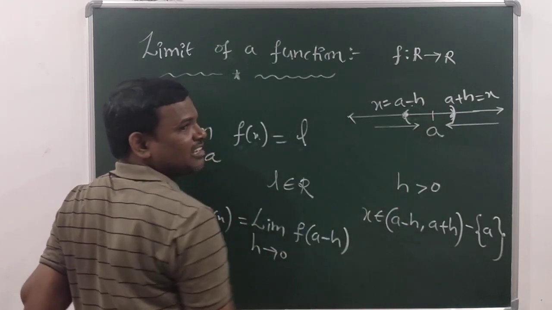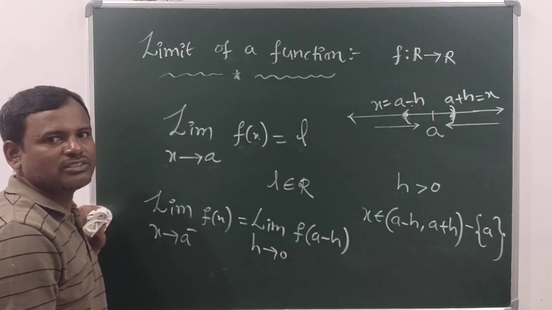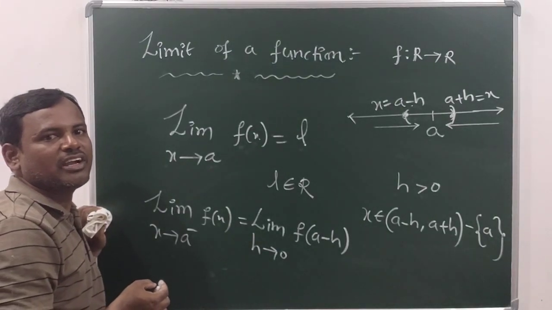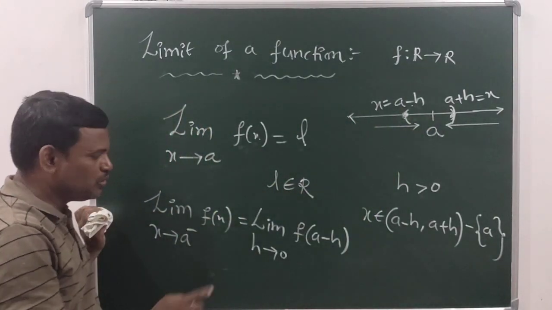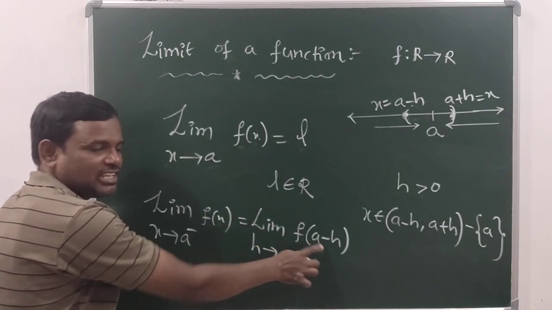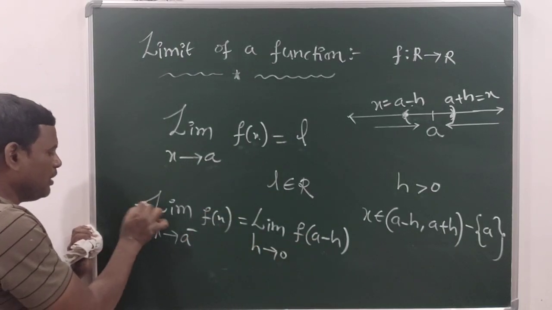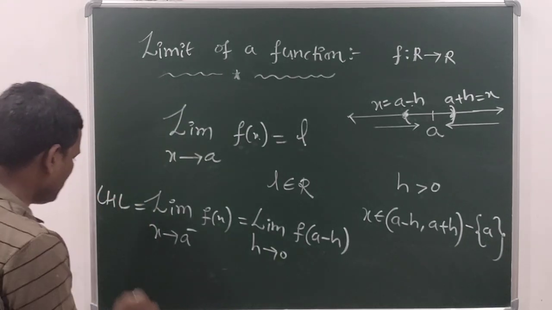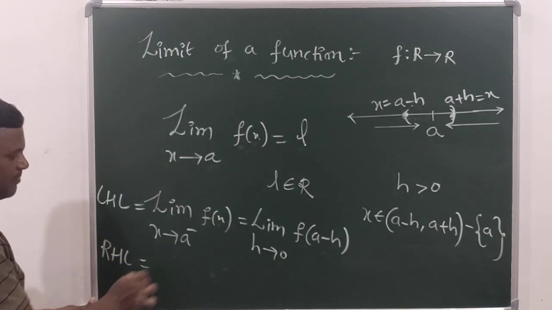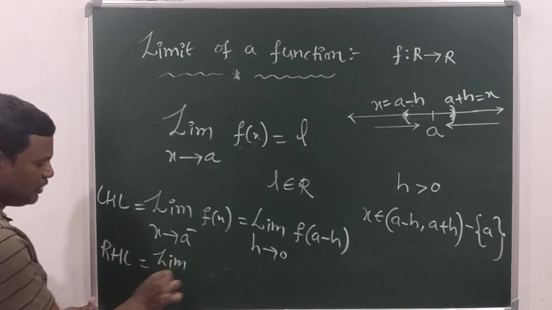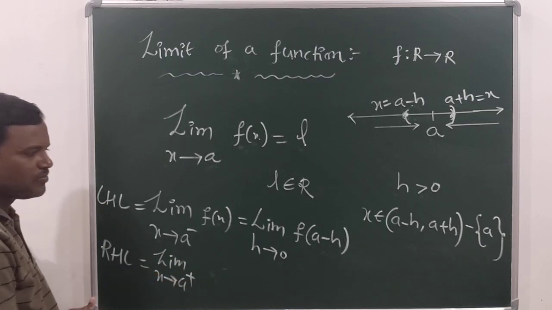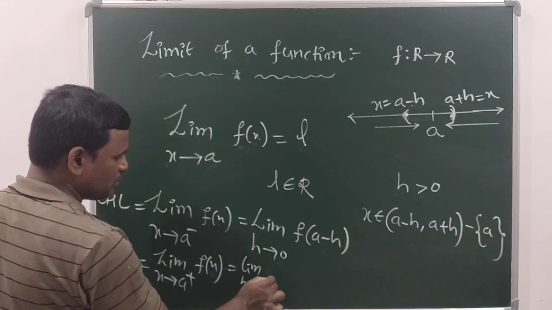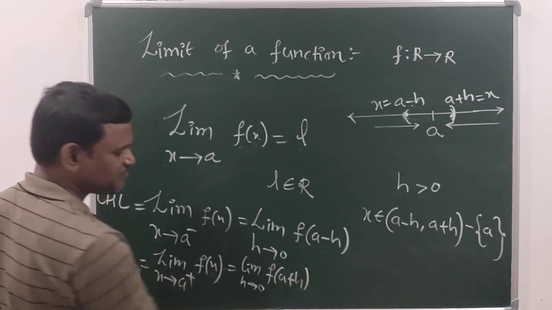Okay, now students. When the h value decreases, your x is very close to a, no? So that I replace x by a minus h and h approaches 0. So what do you get? Left hand limit. Similarly, if you would like to find the right hand limit, that is denoted by the letter a plus. So limit of f of x is equal to limit h approaches 0, f of a plus h.